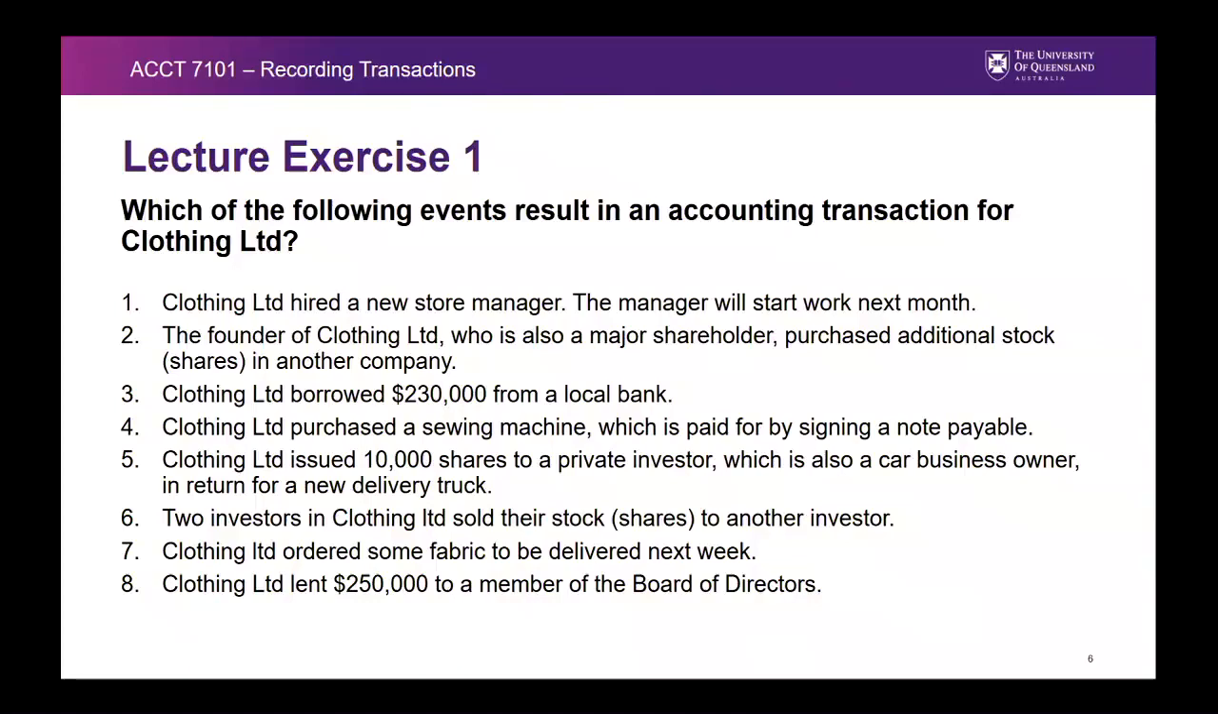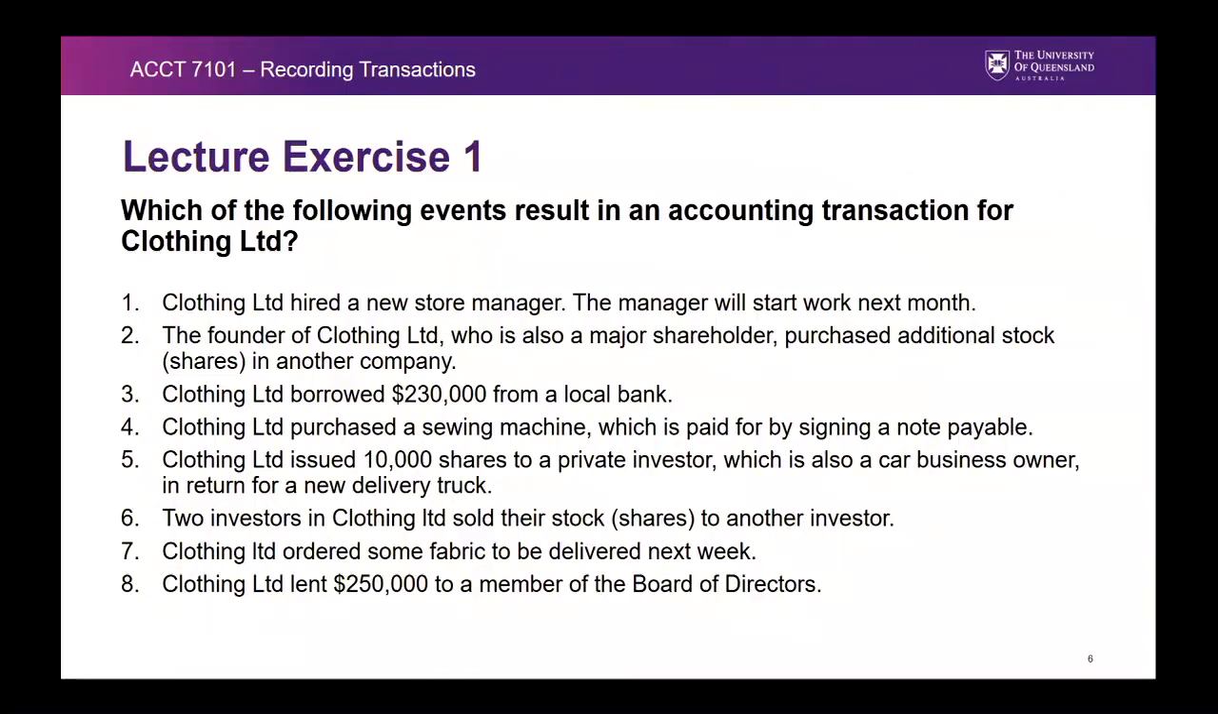Number four, the business purchased a sewing machine, which is paid for by signing a note payable. So we didn't pay cash, we just owe the money. Would we record four? Yeah, we probably would, because the sewing machine would be an asset, property, plant and equipment, and we'd also incur a liability in doing that. So we'd record four.